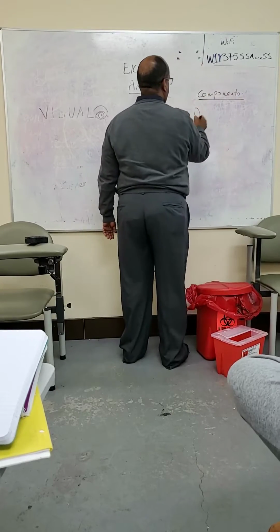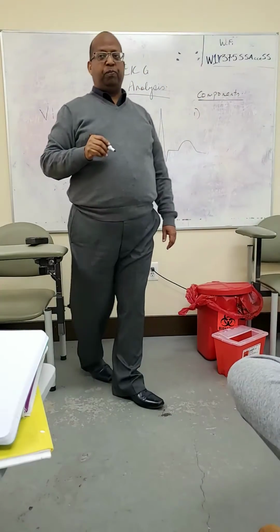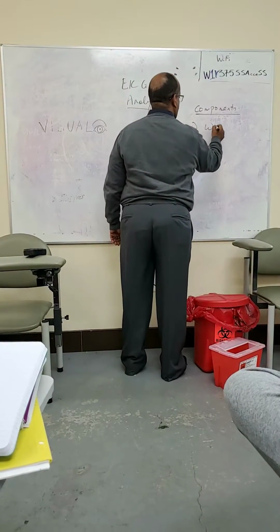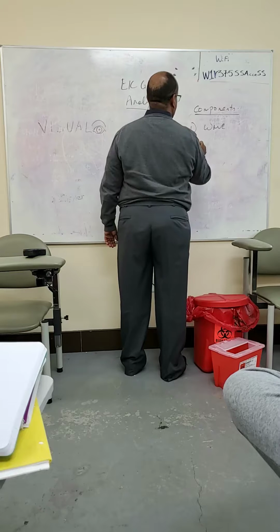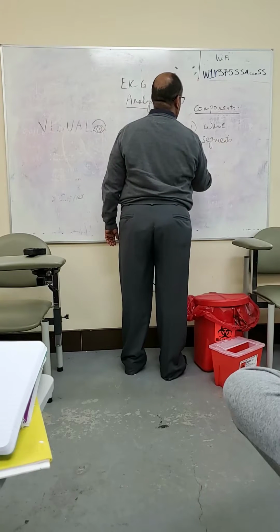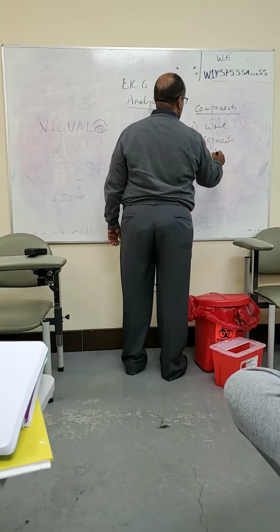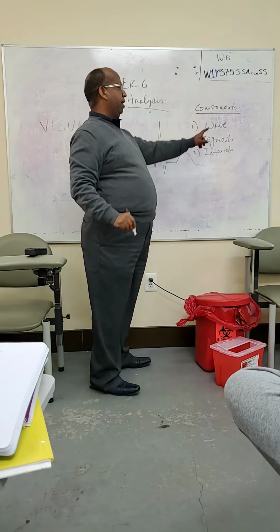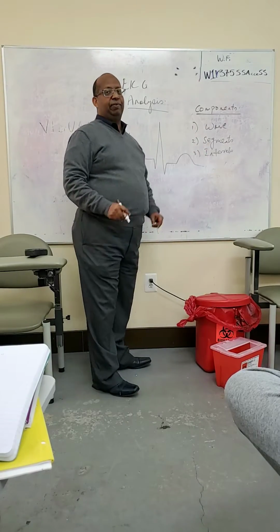So we have three things in this, yes? One is, we have what? Waveforms, the waves. The second one is the segments. The third one is what? The intervals. So these are the three things that we have: waves, segments and intervals.